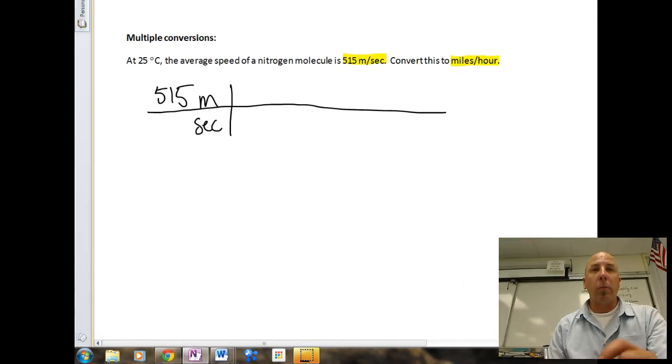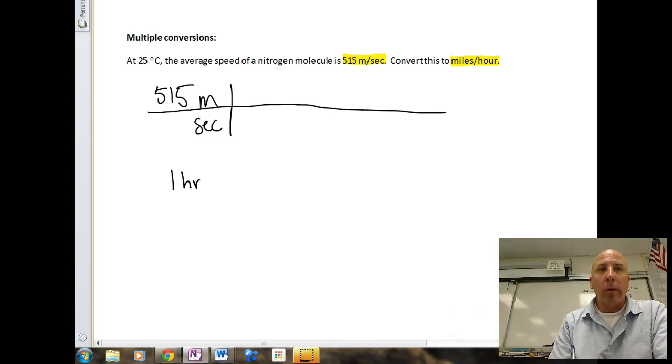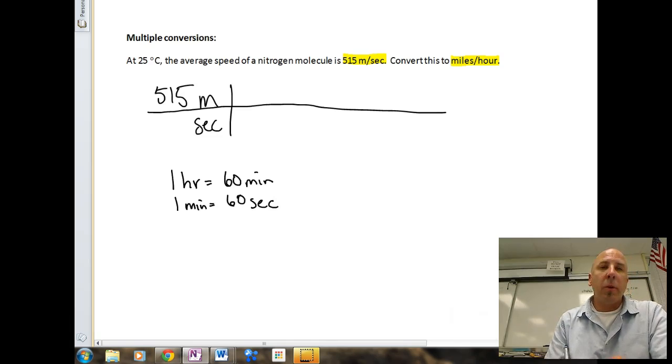Let's go back to our problem here. I'm going to convert first my time measurements, and second my distance measurements. We're starting with seconds, and we want to get to hours. So I'm going to create some conversion factors. 1 hour is equal to 60 minutes, and obviously 1 minute is equal to 60 seconds. I'm going to use these as conversion factors to go from one place to another.